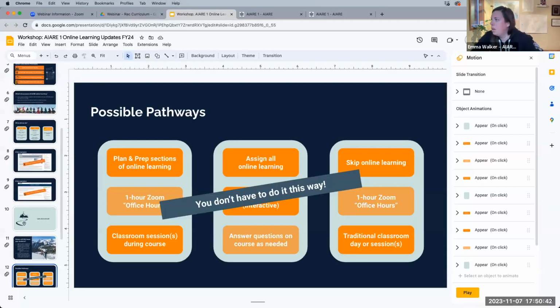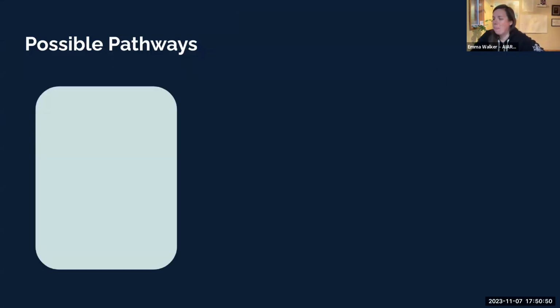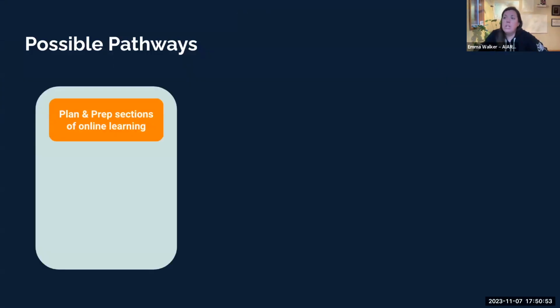Okay, so a couple possible pathways, and then I'm going to get to your questions. I see they're adding up in there. A couple possible pathways: you could assign just the plan and prepare sections of the online learning. And again, these are all things that you could do that would be fine as far as AIARE is concerned, and in no way do you have to do them. I will emphasize that again in a minute.